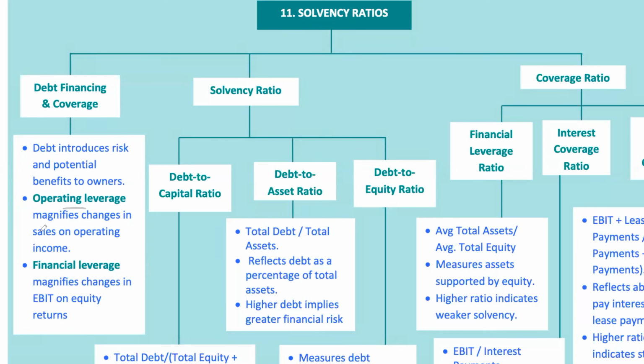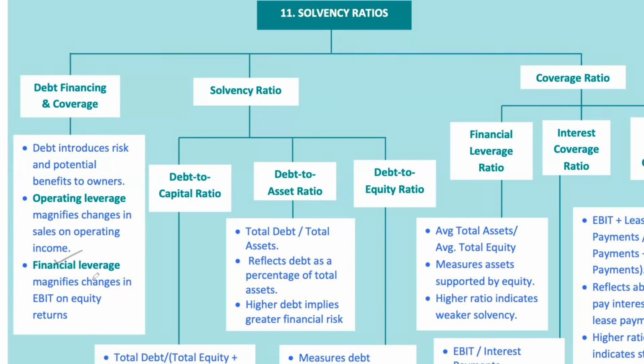Operating leverage arises from using fixed costs in business operations. If sales increase, operating income increases faster because those fixed costs are spread over more sales. But it cuts both ways. If sales drop, operating income drops faster too.